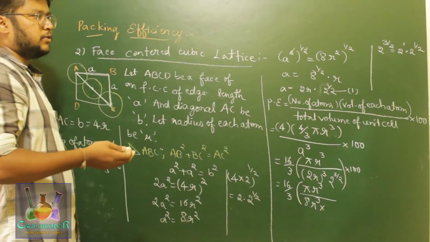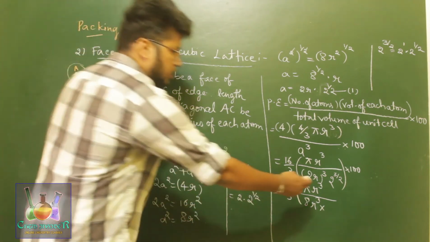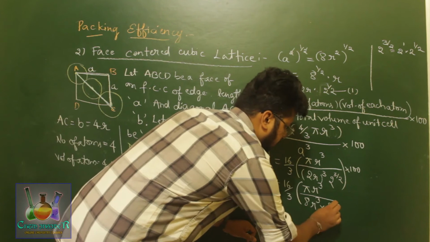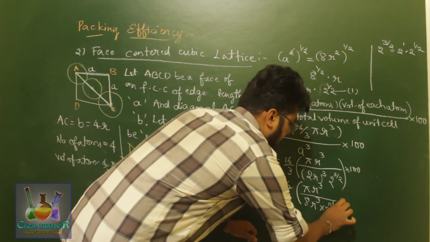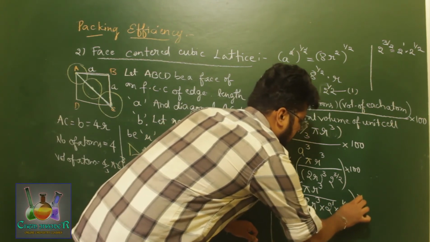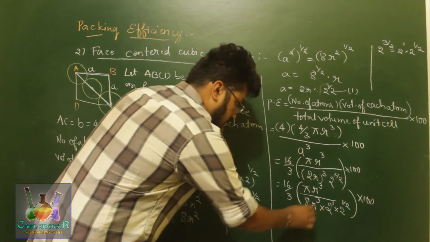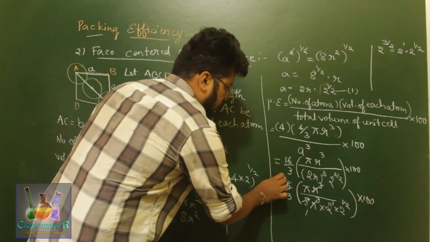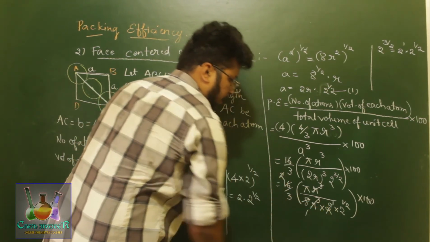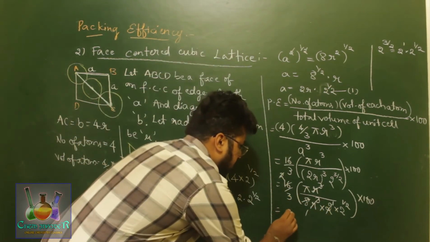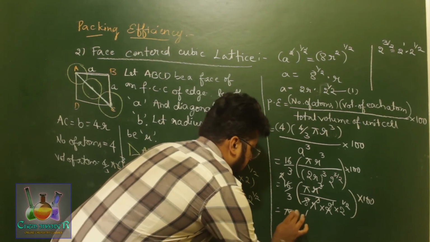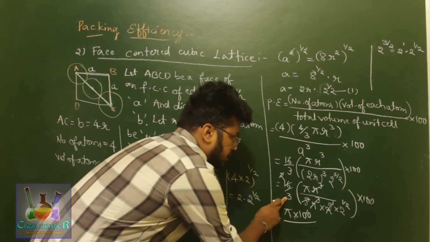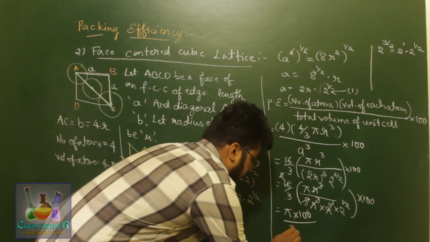So 1 plus 1 by 2 is 3 by 2. So instead of writing 2 to the power 3 by 2, we can write it as 2 power 1 into 2 to the power 1 by 2 multiplied by 100. So r cube gets cancelled, 8 1s 8, 2s 2 get cancelled, so left is pi into 100 divided by 3 into square root of 2.